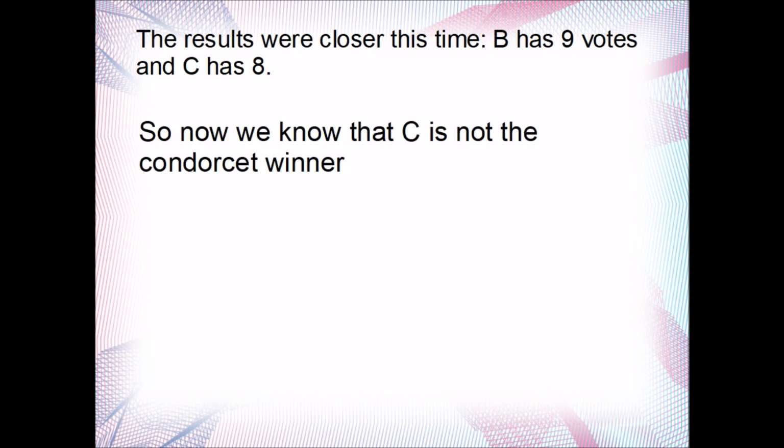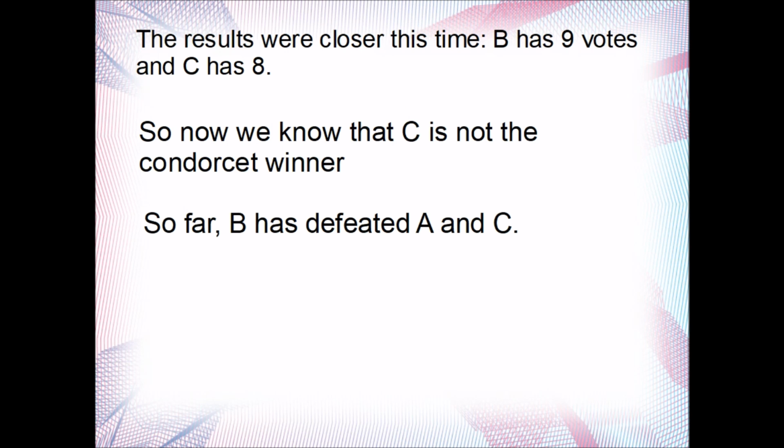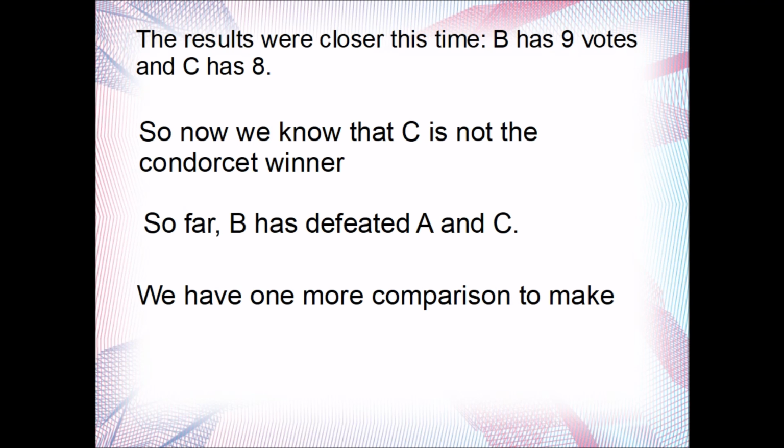So the results were closer this time. Candidate B has 9 votes, candidate C has 8, but 9 is still larger than 8. So B wins, which means C is not the Condorcet winner. So far, candidate B has defeated candidate A and candidate C. So we have one more comparison to make.